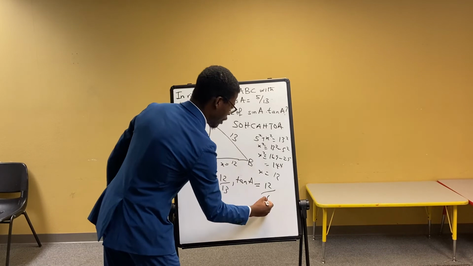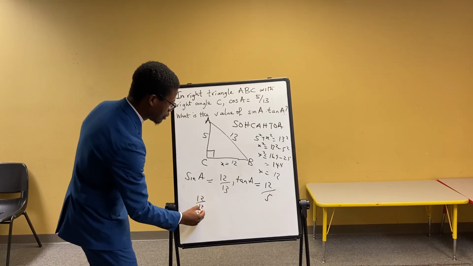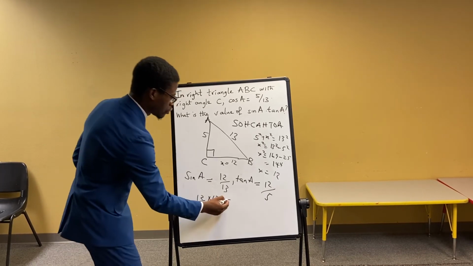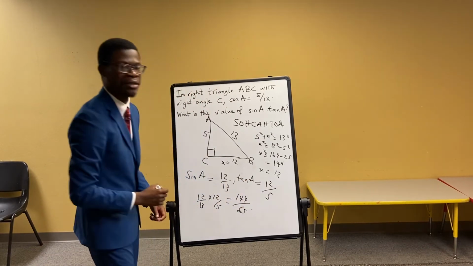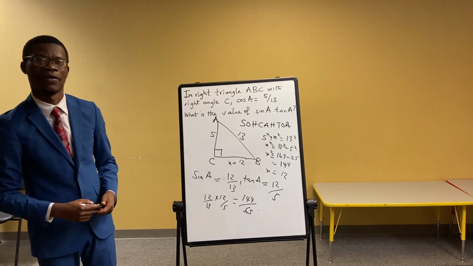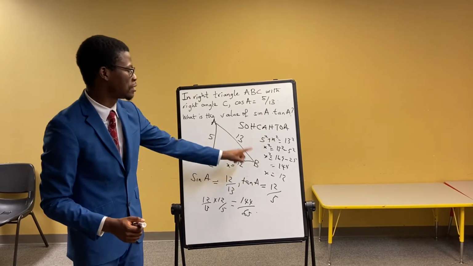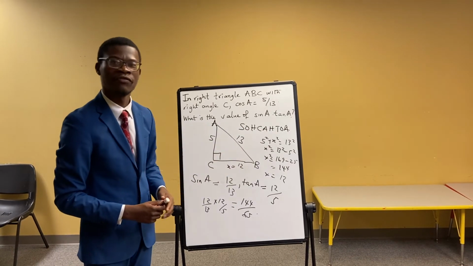So sine A multiplied by tan A is 12/13 multiplied by 12/5, which is 144/65. And that's the answer to the question. So this question is solved by first identifying the sides of the triangle based on the SOHCAHTOA formula.